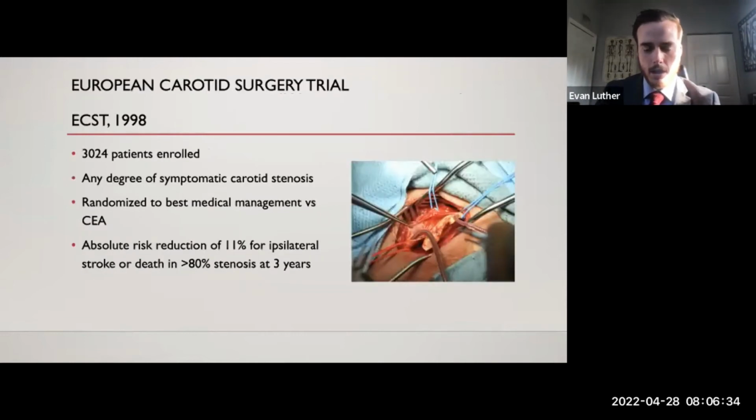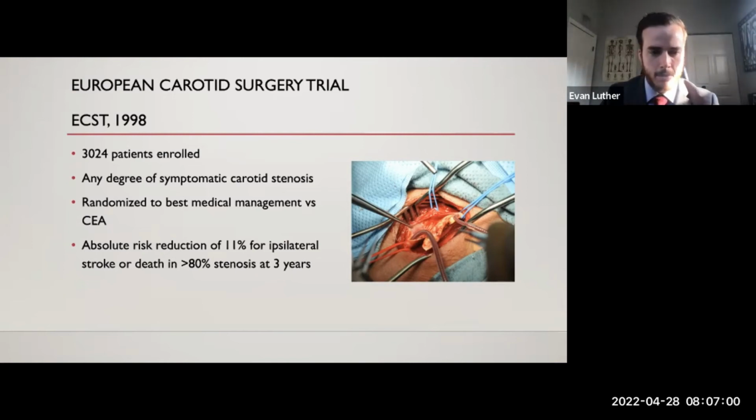The next trial that I think people also discuss is the European Carotid Surgery Trial, or the ECST. Again, you look at these numbers; these are pretty large numbers. About 3,000 patients were enrolled. Their inclusion criteria was much more broad than these prior studies. They basically said any degree of symptomatic carotid stenosis, no matter what, we'll enroll them in the trial and randomize them.